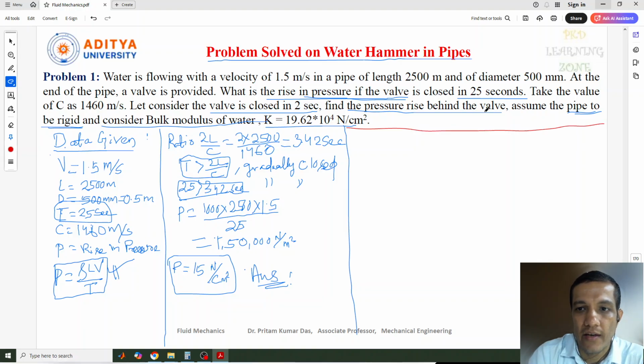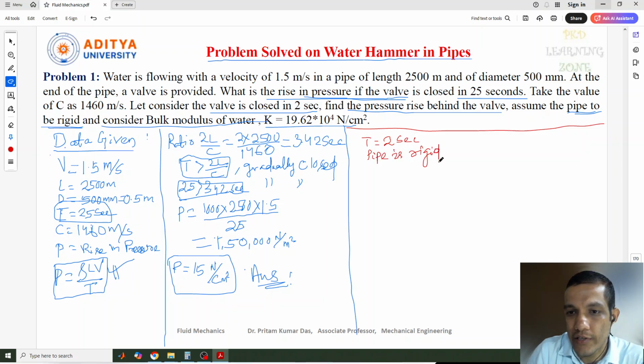Now in the second condition, let's solve it here. What is given? The time is given as 2 seconds, and we need to consider that the pipe is rigid, not elastic. Similarly, we need to consider the bulk modulus of water, that is K equal to 19.62 into 10 to the power 4 Newton per centimeter square. Now we can convert this into Newton per meter square. So we can write here, this is 19.62 into 10 to the power 8 Newton per meter square.